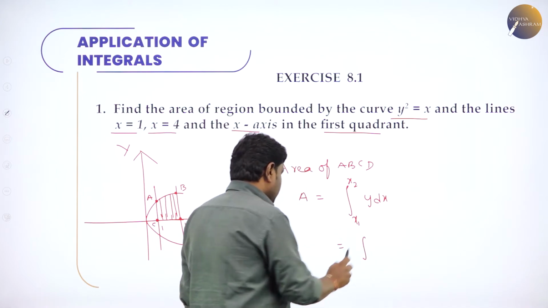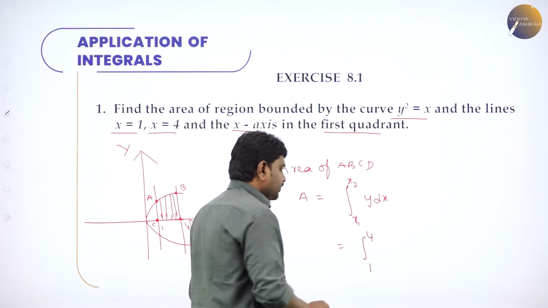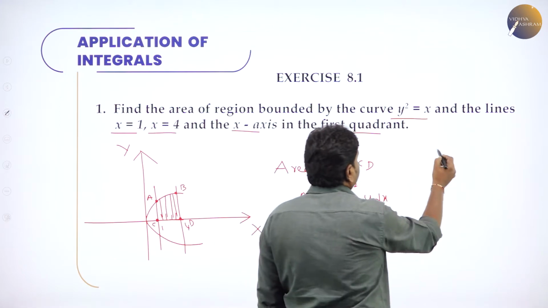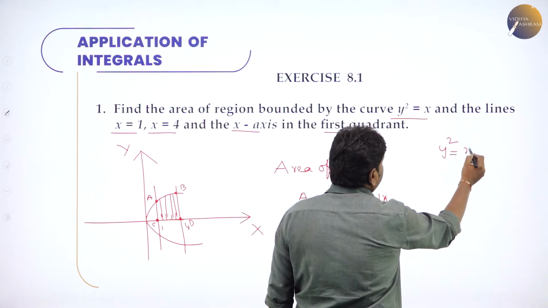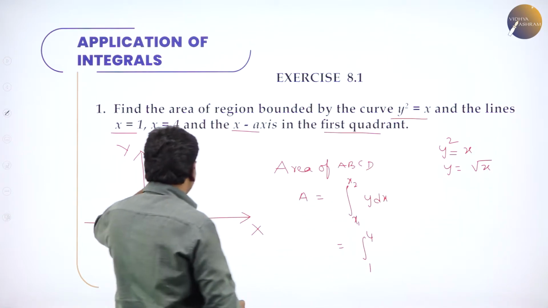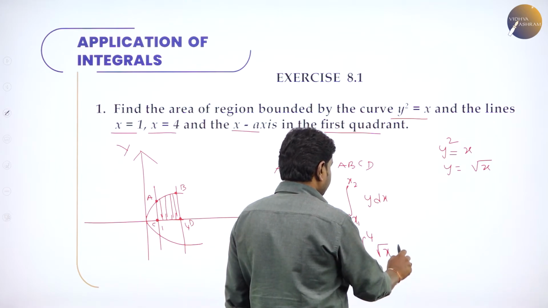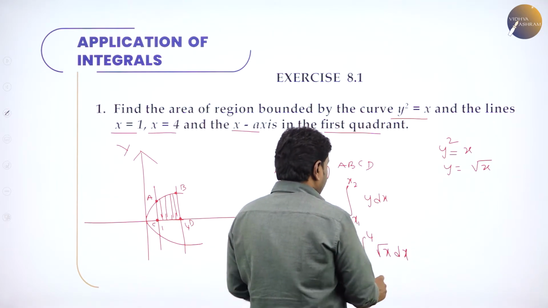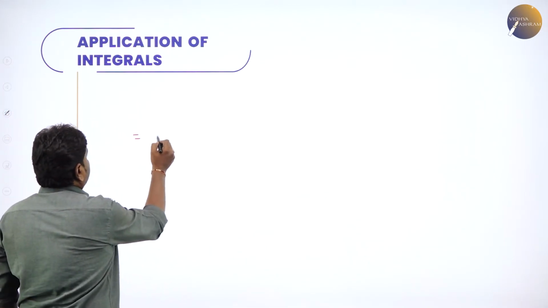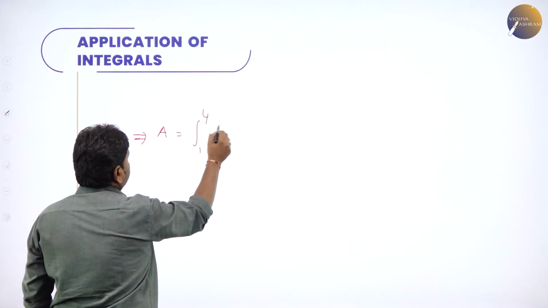What is the x value? x value varies from 1 to 4. y dx. We should get the y value. So we have the curve y square. From the curve y square is equal to x they give, what is y? y is equal to positive root x, plus or minus root x, but I want only the above part. Above part is positive root x. 1 to 4 root x dx. Now all of you know how to integrate this. Required area A is integration of 1 to 4 root x dx.